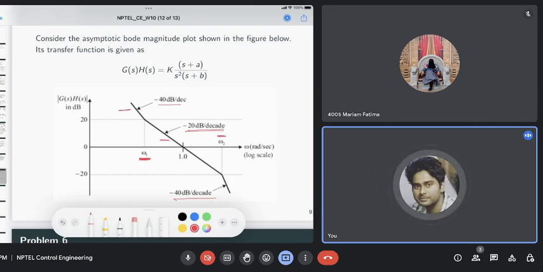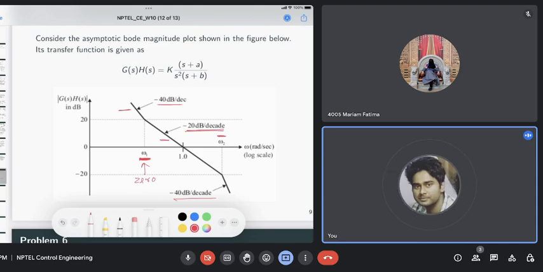And from the change of the slope, we can identify whether this corner frequency corresponds to a 0 or pole. So initially from minus 40 dB per decade, there is change to minus 20 dB per decade. So the change is 20 dB per decade, right? Positive change. So that will be contributed by a 0. So this omega 1 will be 0 point. So it will correspond to this 0, this corner frequency.